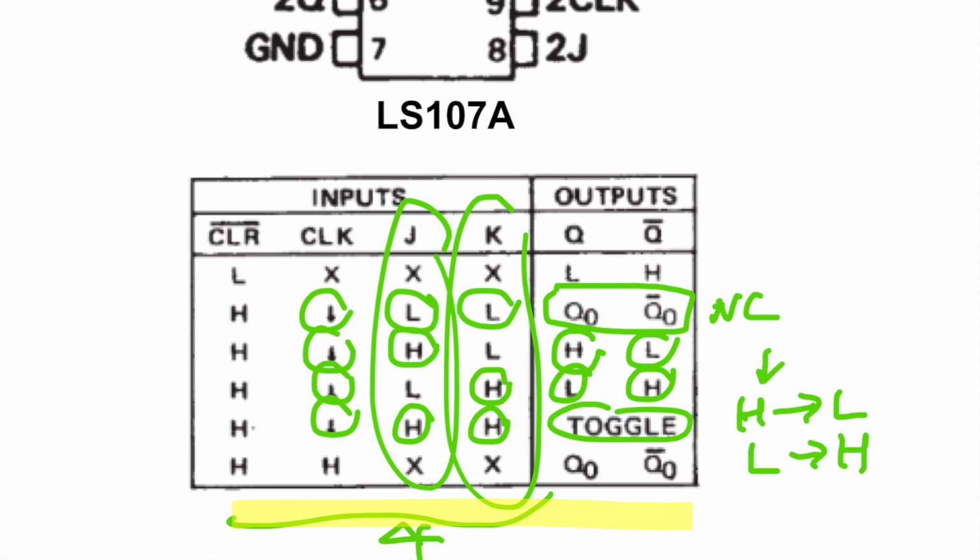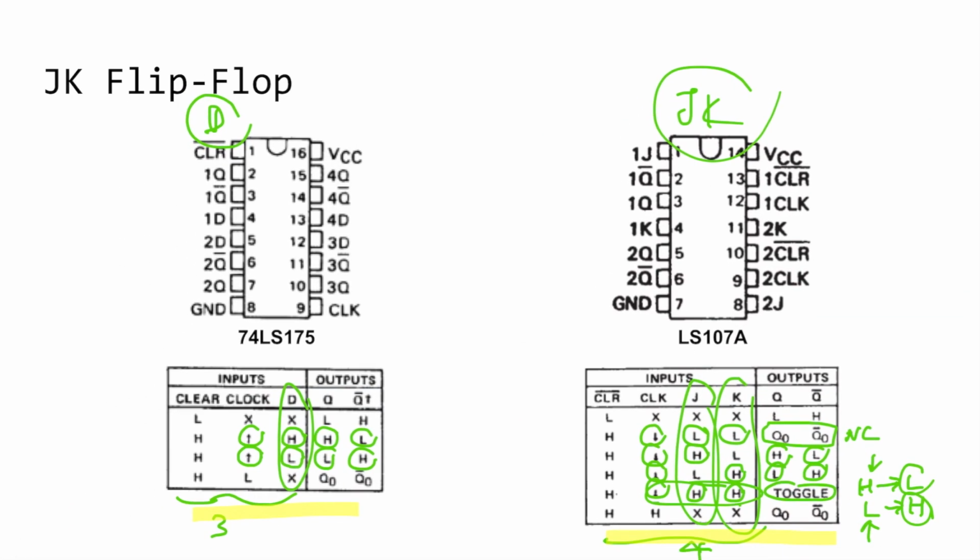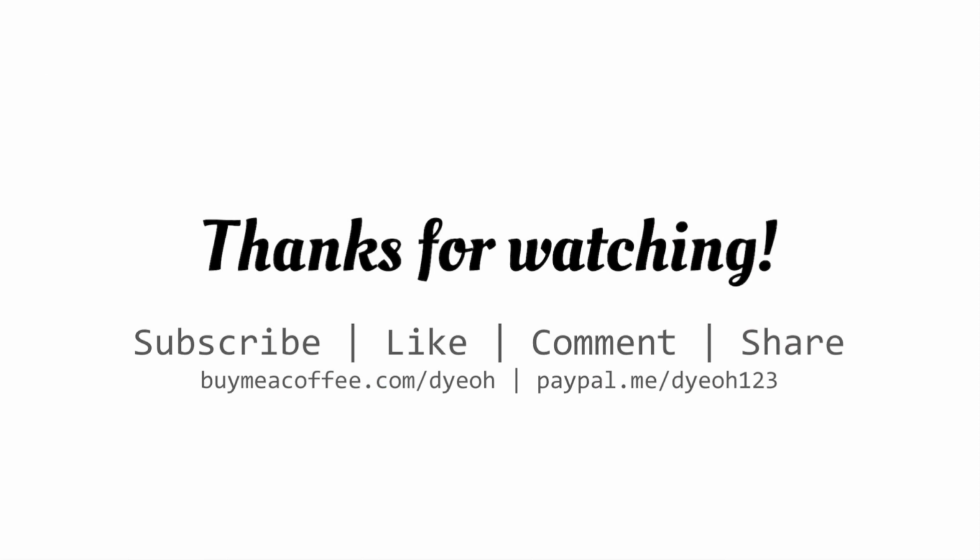So if the previous state is H, then the next state after the rising edge or falling edge will be changed to low. And when the previous state is low, then if this condition is met, it will be changed to high. So that's it for the JK flip-flop. You could go on and build it on your own, and hopefully you get the answers as shown in this truth table over here.